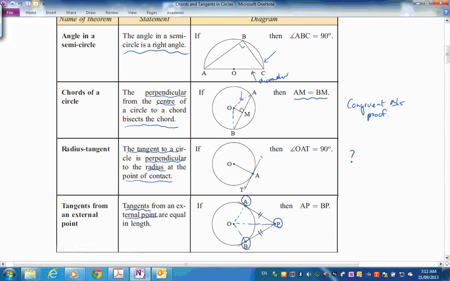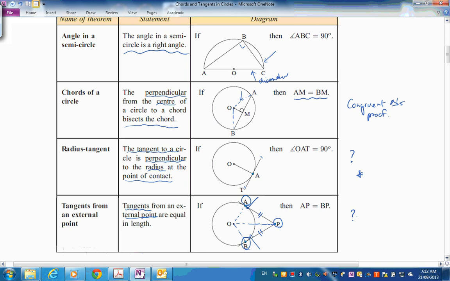Okay. Remembering that we now have a theorem that says that angle and that angle are 90. Angle between a tangent and the radius, the radius tangent theorem. That's this one up here. Maybe that will work. Do you want to have a go? See if you can prove it.